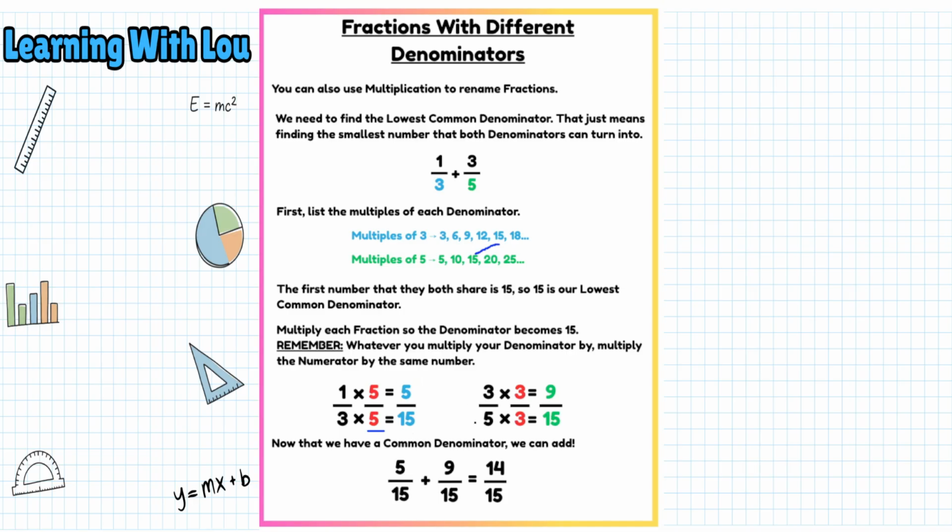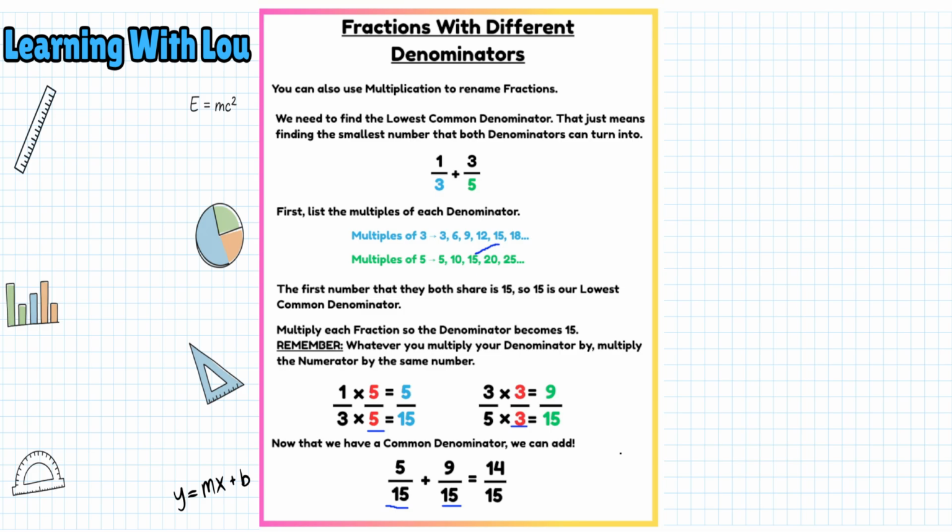Same thing over here with 3/5. I have to change my denominator to be 15, and that means I have to do 5 times 3 to get 15. Now since I multiplied my denominator by 3, I also have to multiply my numerator by 3. And 3 times 3 gives me 9, so my new equivalent fraction is 9/15. And now you can see that both of our fractions have the same denominator.